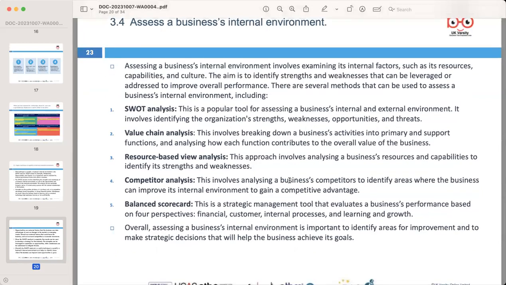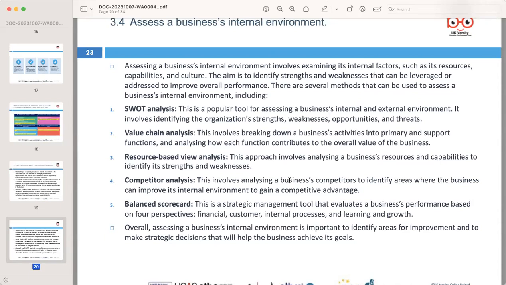Then resource-based view analysis. Here we dig deep into the business resources and capabilities to uncover strengths and weaknesses. Then competitor analysis. This method focuses on studying the business competitors to identify areas where internal improvement can lead to a competitive edge.